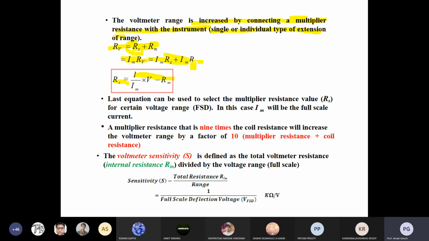Now you can do one thing. IM RS is there, you send it to the left hand side. So IM RV minus IM RS equals IM RM. IM RM you are sending to that side. So IM RS equals IM RV minus IM RM. Now you have to subtract that value.